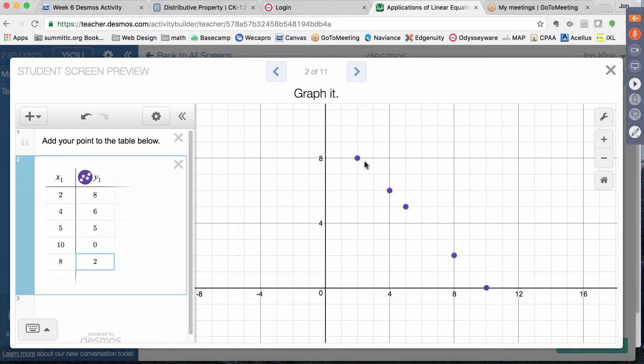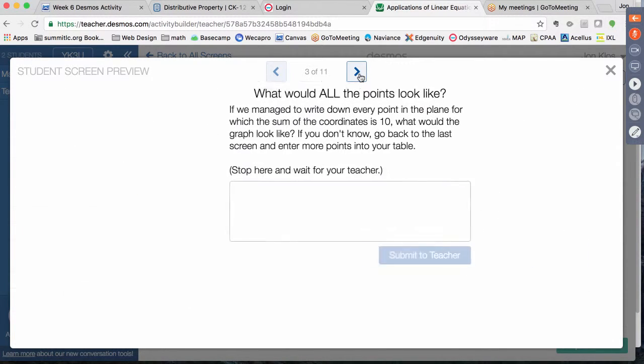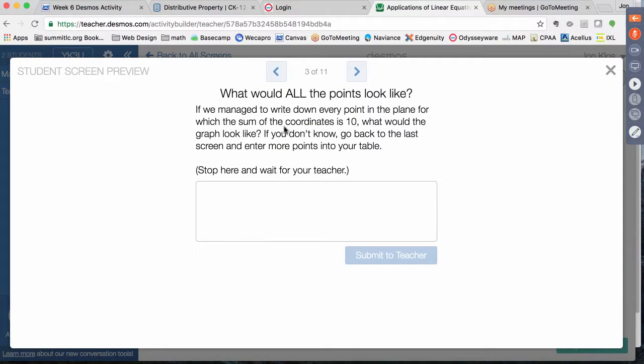What do you think the relationship between all these points is? They're going to form a line, and we're starting to think now about linear equations, linear relationships, and points that form a line. We could even get into decimals, right? We could do 3.2 and 6.8. Those add up to 10. We could see that that still forms right on the line as well. So if I was to summarize what would all the points look like, I would say if I did every single point, they would form a straight line representing all the points.